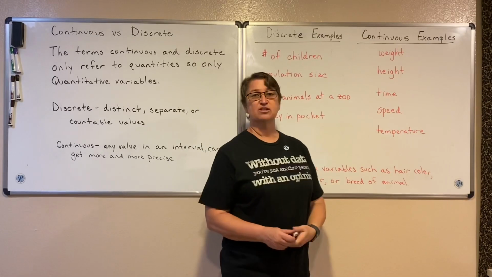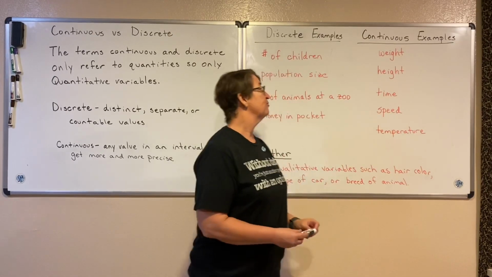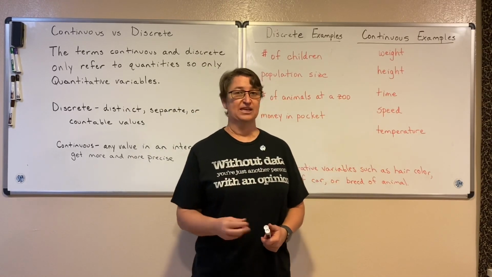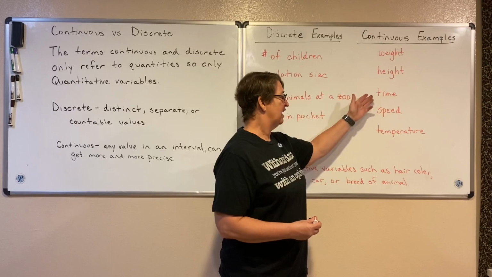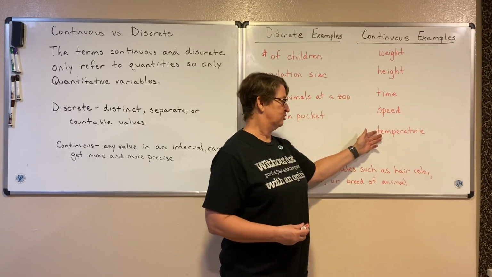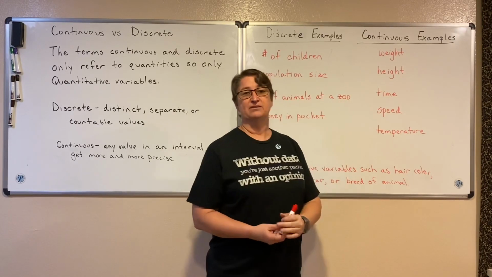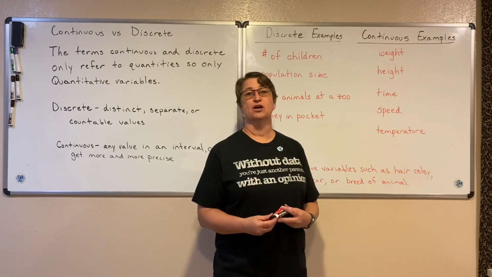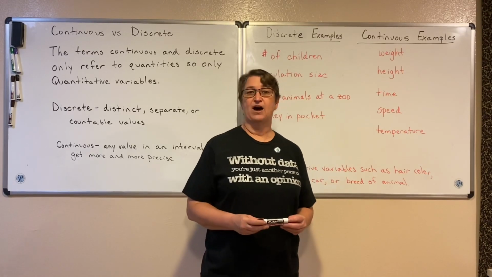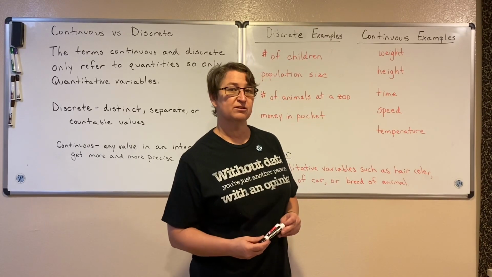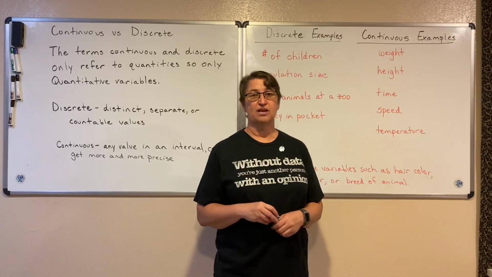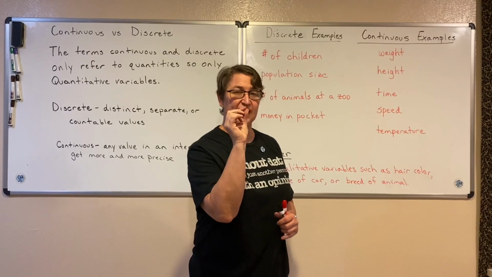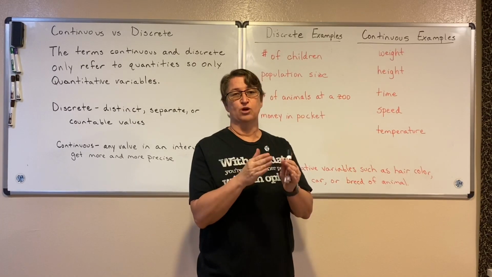Here are some examples of continuous variables. Weight. Weights can be measured more and more precisely, as can height, time, speed, and temperature. For instance, I might say that I'm 5 foot 5 inches, and someone else might come along and say, well, I'm 5 foot 5.5 inches. And someone else might come along and measure it more and more and more precisely. I can get in between the two numbers.